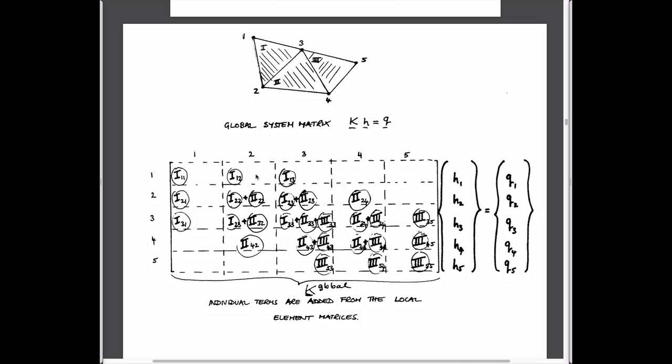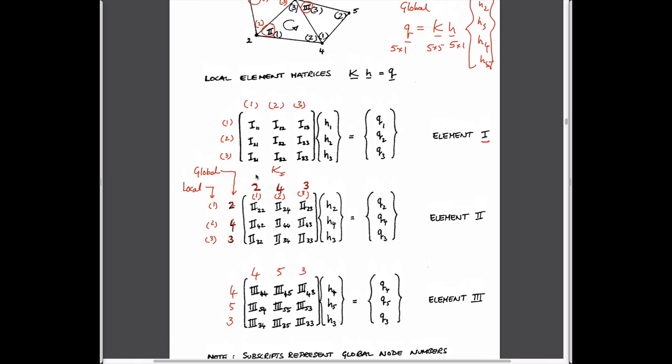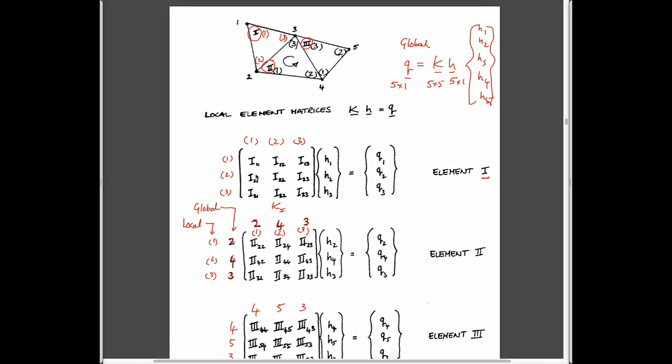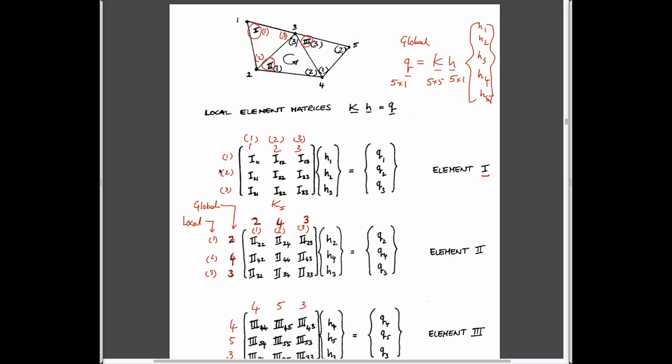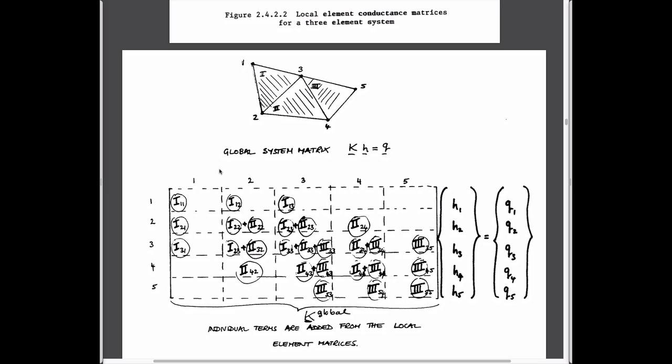Okay. First one's easy, right? So local 1 is global 1. So this is global 1, global 2, global 3. So it just occupies the first 3 locations. So the first 3 locations are the conductance for element 1. The terms just translate in directly into this location on these first ones that I'm doing.